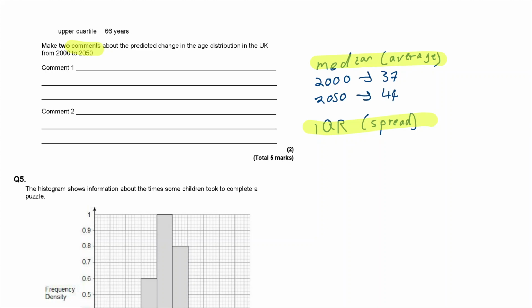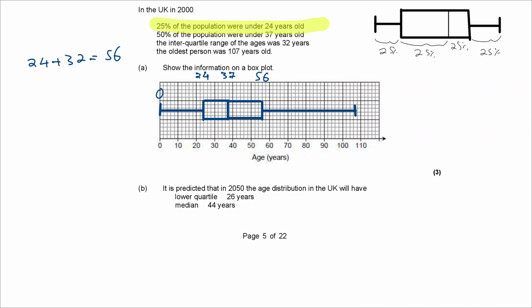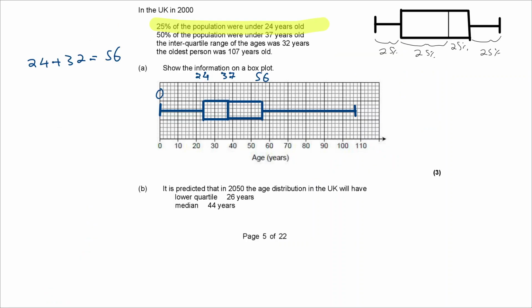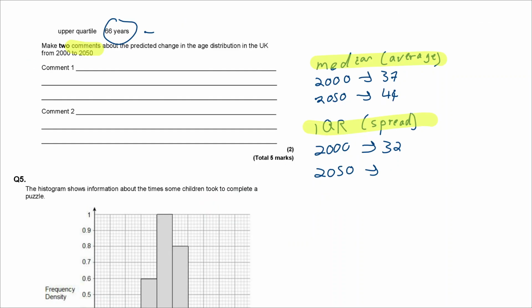If we look at the interquartile range, the spread, for the year 2000, first of all, the interquartile range, it tells you, is 32. So 56 take away 24 gives you 32. And then for the year 2050, we can work it out. It's going to be the upper quartile, 66, take away the lower quartile, 26. Nice and easy. Gives you 40, doesn't it?